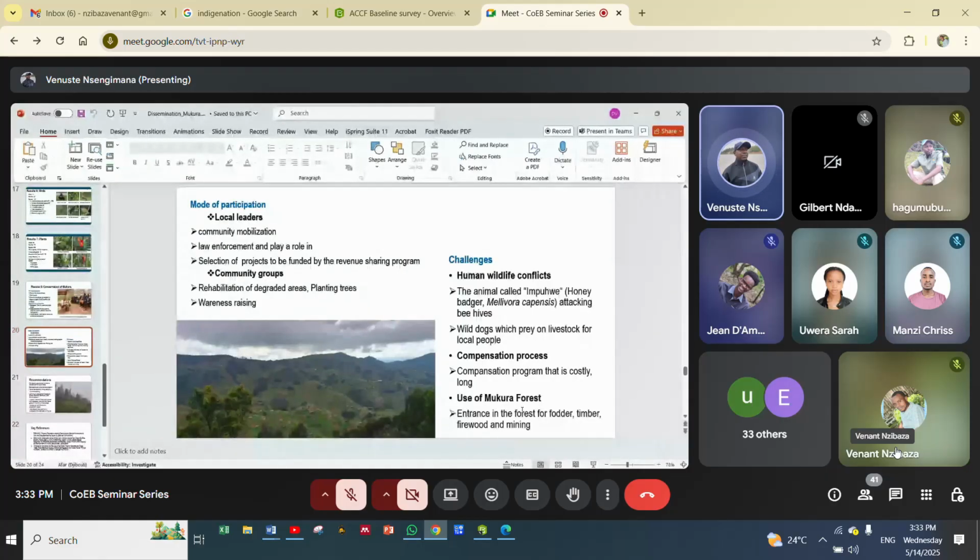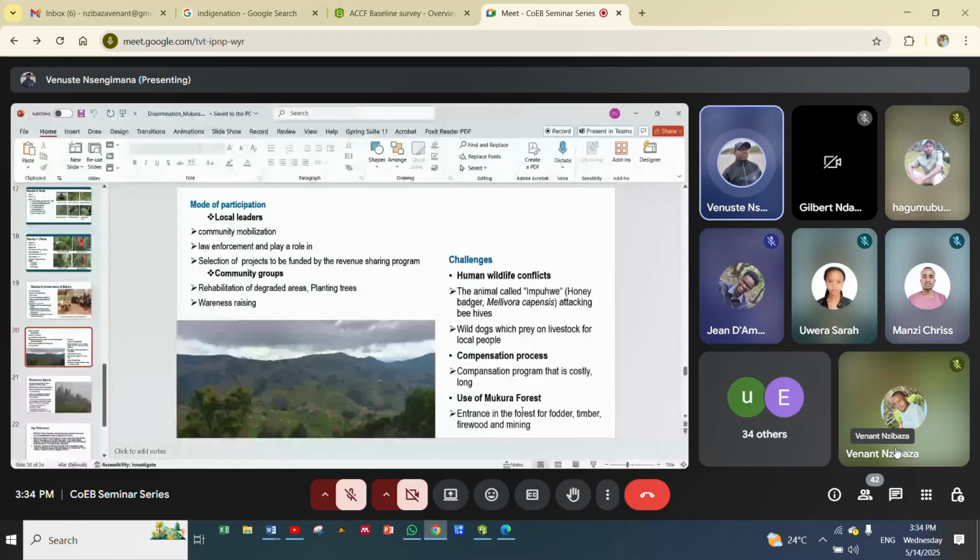There is also the problem of the compensation process that is costly. Here, I mean, the process to get compensated when there is a problem takes a very long time. The local community members and the other participants in the research were saying that if the channel could be shortened so that it does not take longer, it may be more helpful for the community. In any case, there is an initiation of the compensation process.